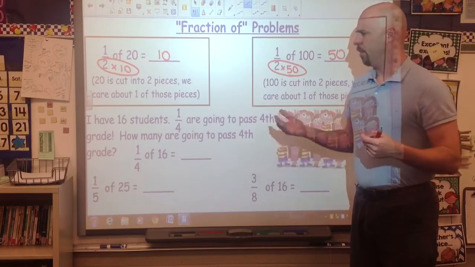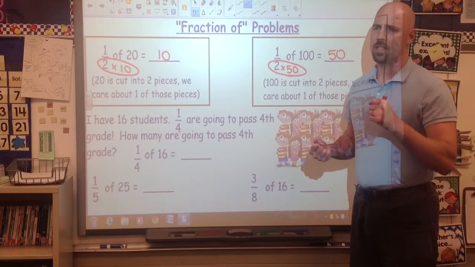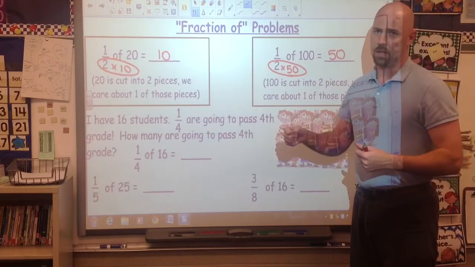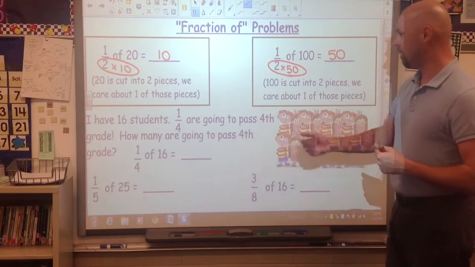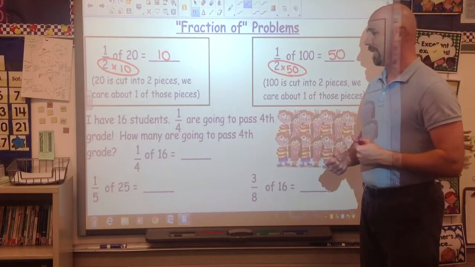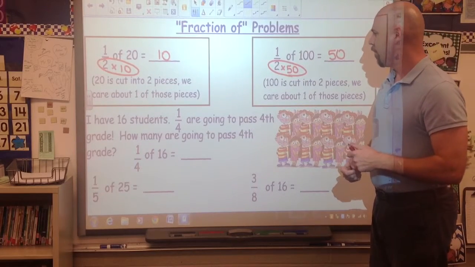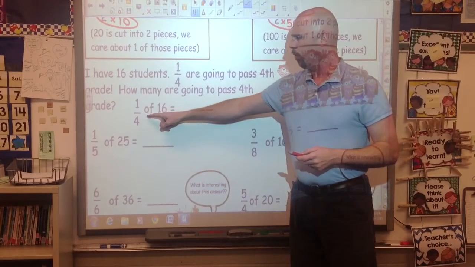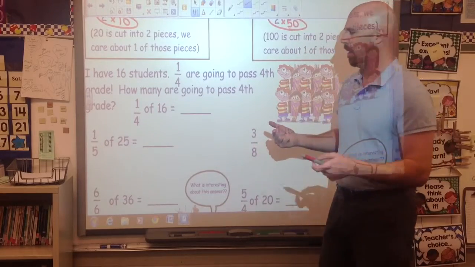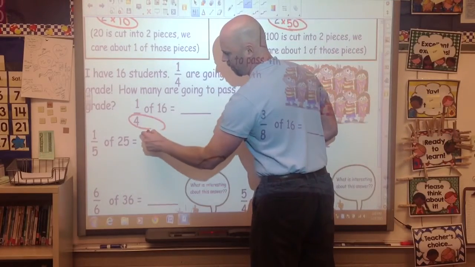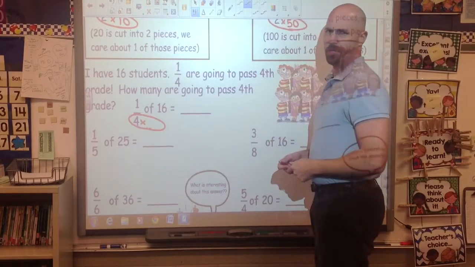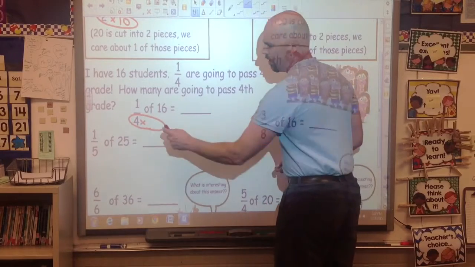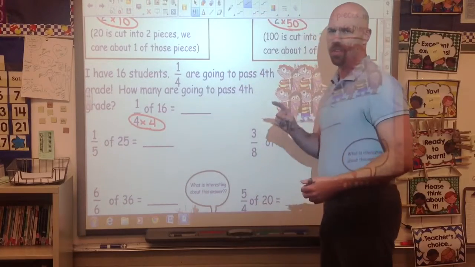Halves are easy. When it gets a little bit more complicated is when we start changing that denominator, and it gets really complicated when we start changing the numerator on you. So let's test our technique out on some other problems. So I have 16 students. 1/4 are going to pass 4th grade. How many are going to pass 4th grade? Well, I have 16 total students. 1/4 of 16. That's a fraction of problem. Let's turn it into a multiplication problem. 4 times what gives me a 16? Okay, 4. So that means 1/4 is 4.